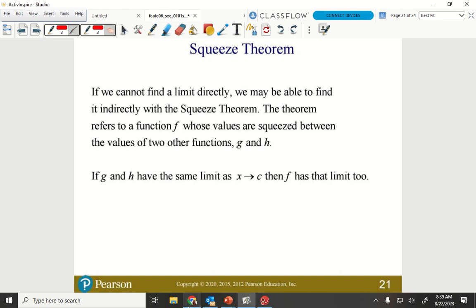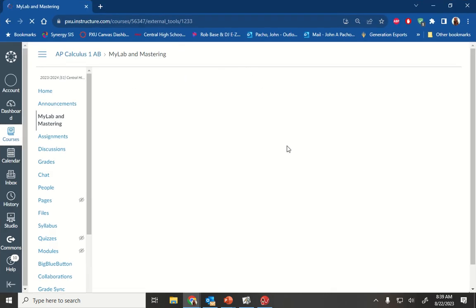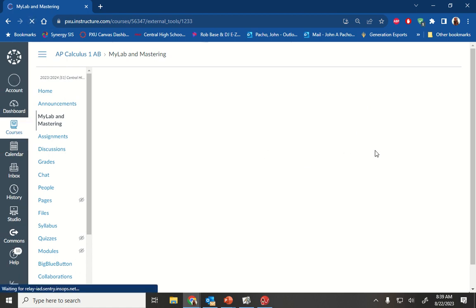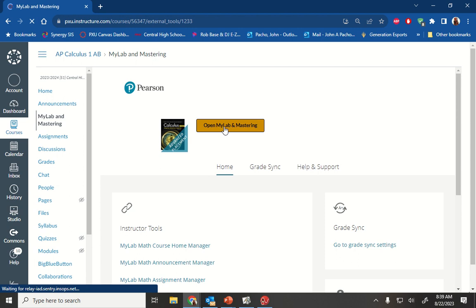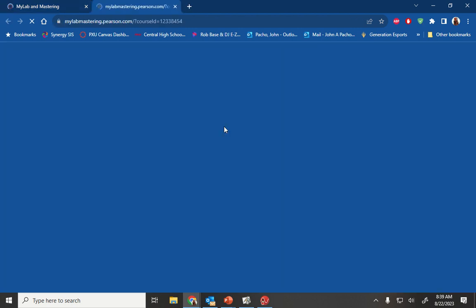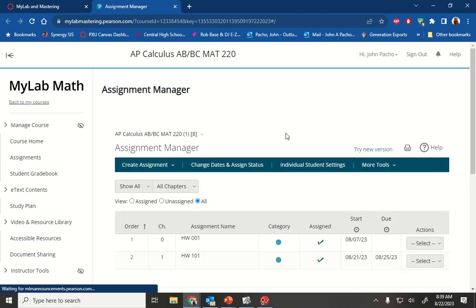And then let's go to Canvas. I'm going to pull up Canvas right now. So here's Canvas, my calculus. There we go. Open it up. I had you guys all register, all ready for this. And then for you, you're going to start assignments. Assignments right here. Here's the assignments.